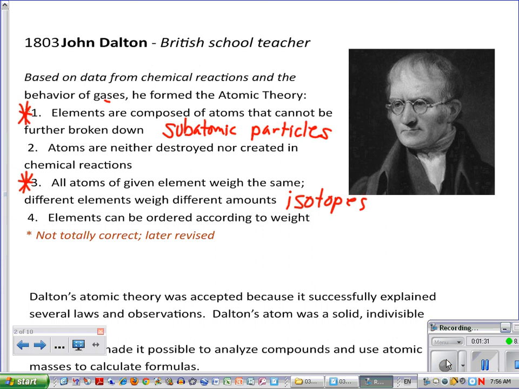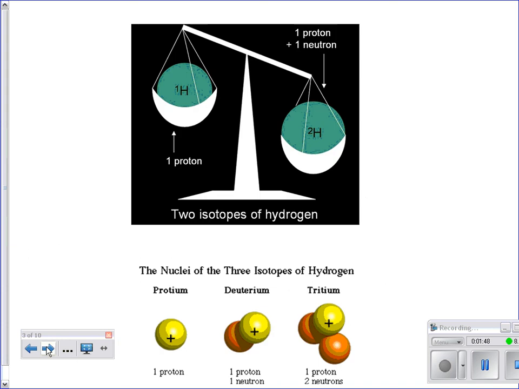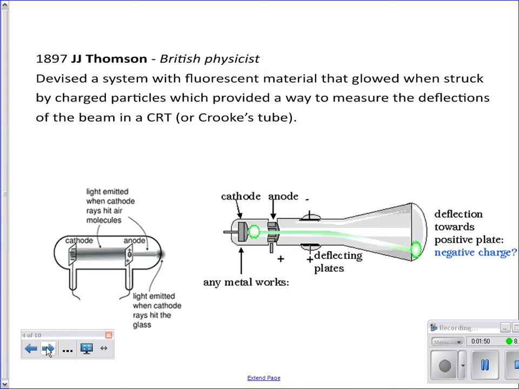Okay, and so from this information, he was also able to use the data, excuse me, and come up with some molecular formulas, some things like that. He could look at the ratios and figure out things like there's 2 parts hydrogen to every 1 part oxygen. Okay, this is just a visual for isotopes there.